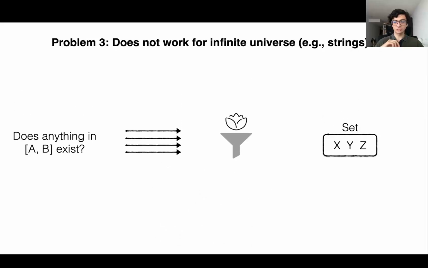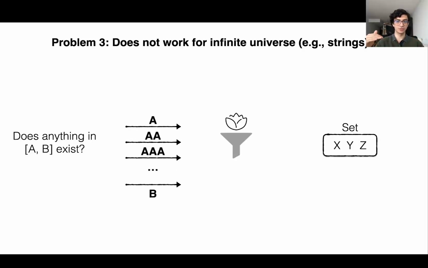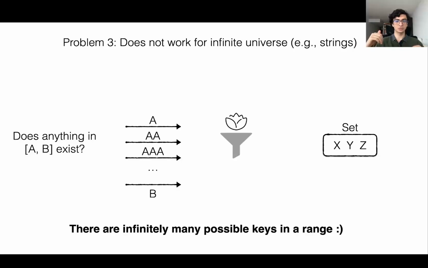The third problem is much more severe than the other two. This entire approach breaks down immediately the moment we have to do range filtering over an infinite universe of keys. For example, if we're interested in string keys, any range we pick in the universe of strings is going to include infinitely many possible keys within it. So we can't even begin to enumerate these keys and issue a subquery for each. So we're sort of stuck.